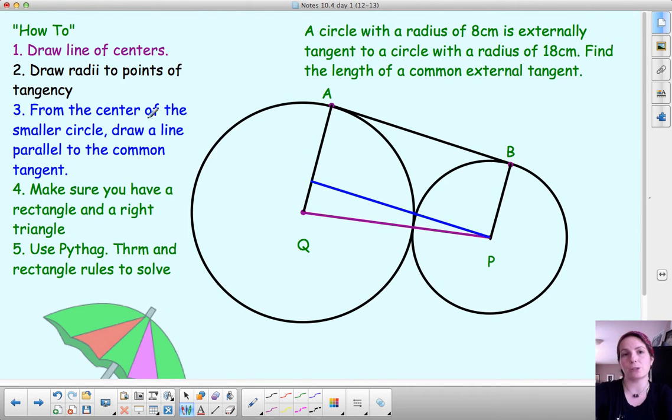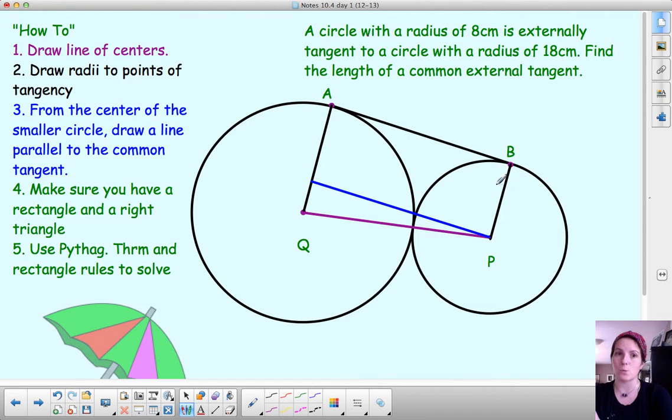The first thing that we're going to do is, if it's not there, draw the line of centers. That is segment PQ, so connect your centers. Step 2, draw the radii to points of tangency. Again, in this particular picture, they happen to give it to us, so I didn't need to draw it in, but sometimes you will need to. Sometimes they won't give you anything but the words, and you'll need to draw your own picture.